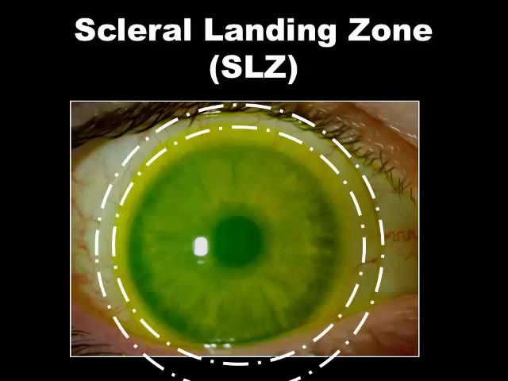Now the last zone in the lens that we're concerned with is the scleral landing zone, and what we're looking for here is that the lens seals itself off 360 degrees, and we're not seeing any cutting off of the vessels, any blanching, any turning the area underneath the edge, underneath the scleral landing zone, white where the vessel supply has been cut off.